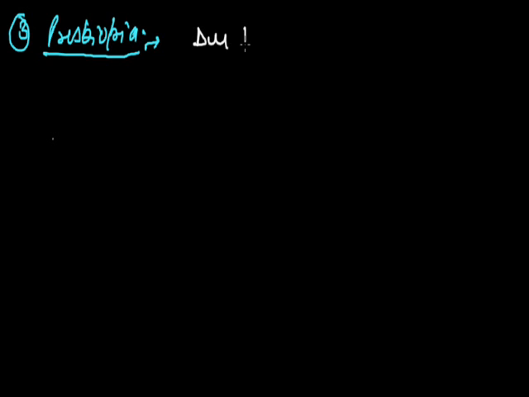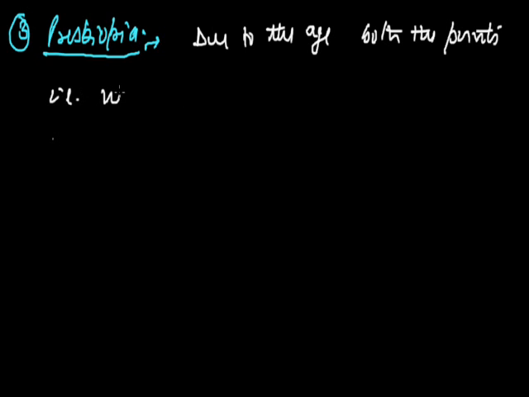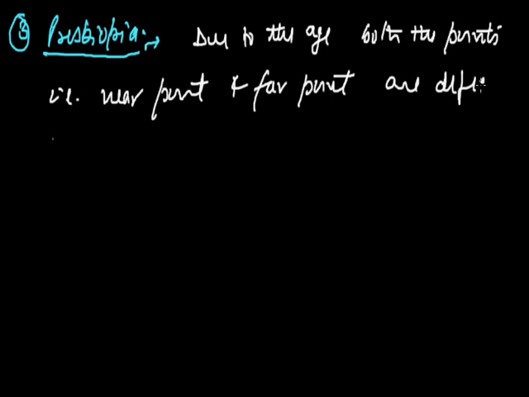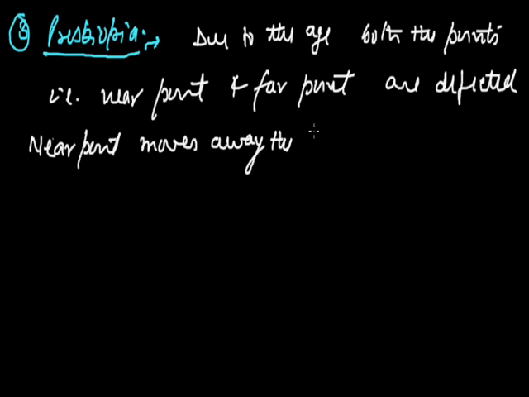Due to age, both the points of the eye, that is near point and far point, are defective. The near point moves away from the eye, and the far point moves towards the eye.